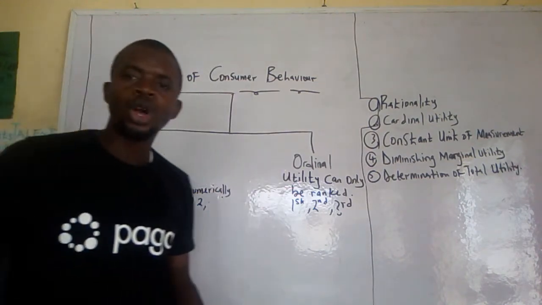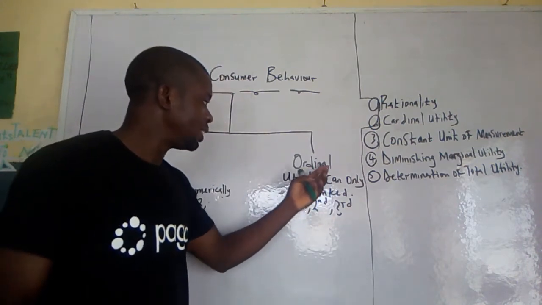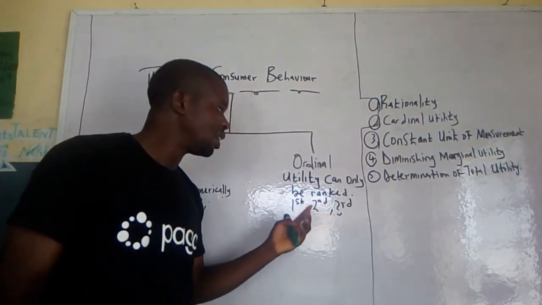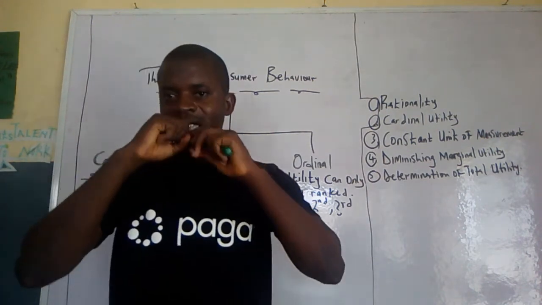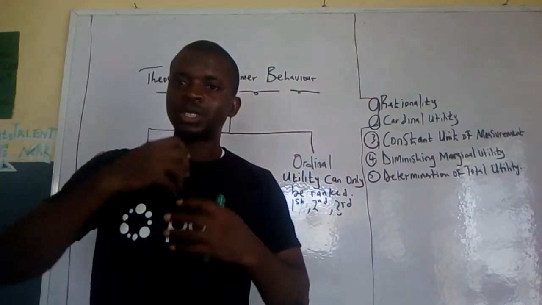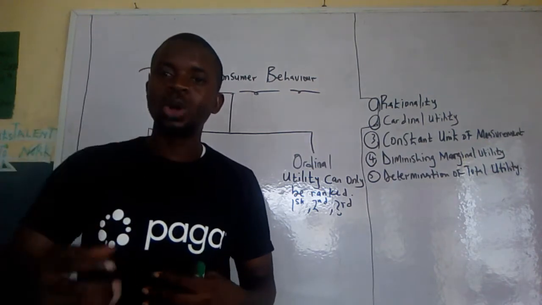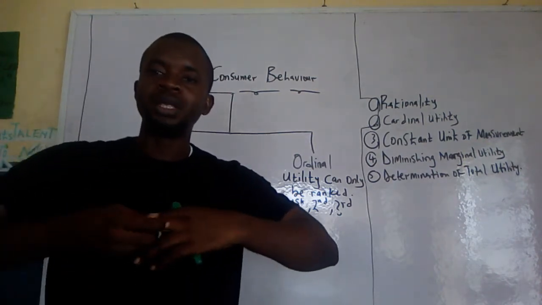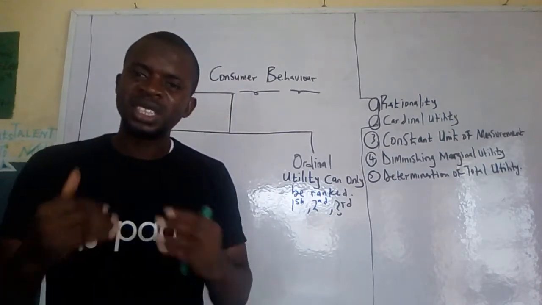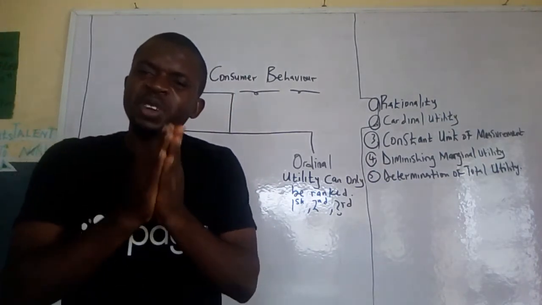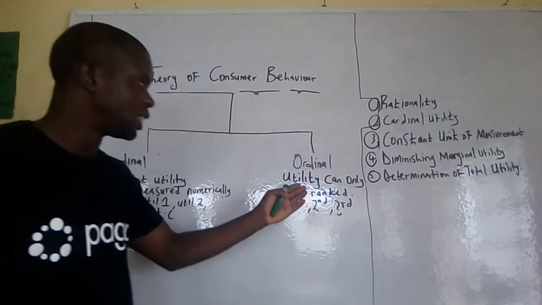And the ordinal says, no, it is not possible. You can only rank. The ordinal approach says utility can only be ranked, by giving it a position. Like the sip of water I take, then the second sip of water I take. The first one gives me the highest satisfaction, the best satisfaction. You can only rank it. You can't give it a specific value that this is the amount of satisfaction I get. That is not possible. That is the concern of ordinal.